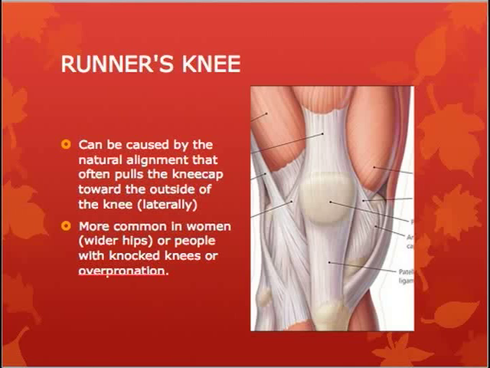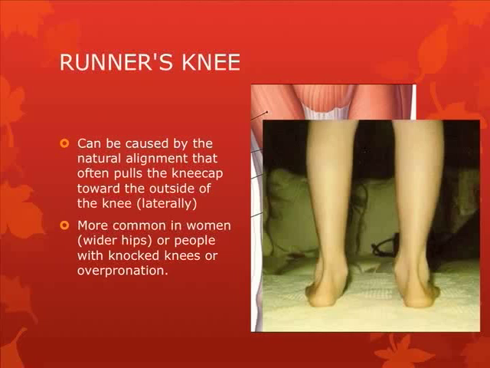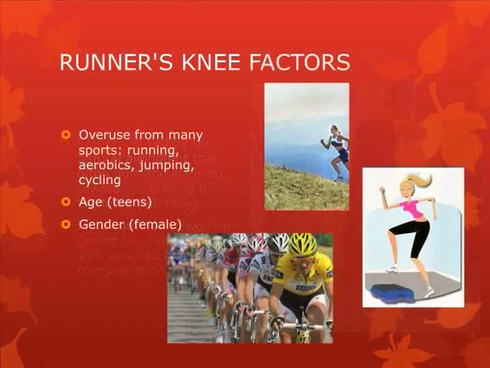So there are a couple of things that contribute to that. More common in women than in men, because the hips are a little bit wider, so that vector or that force is pulling it to the outside. It's more common in people who have pronation, which is when their feet go in, especially when you're running, or if you have a little bit of knock knees. And so all of those are just mechanical things that contribute to this. And then you have added into all of those natural alignment issues, you have overuse, running, cycling, aerobics, jumping.